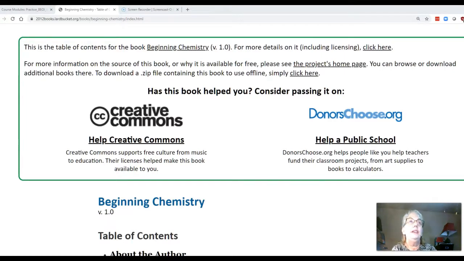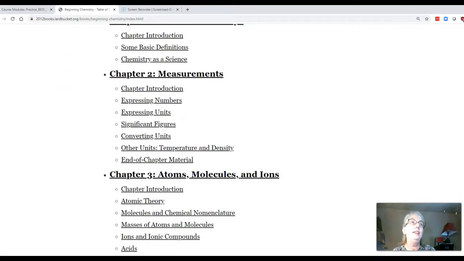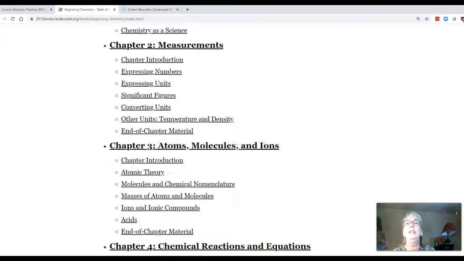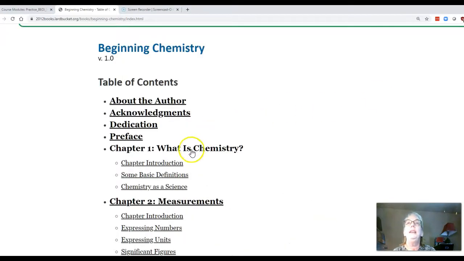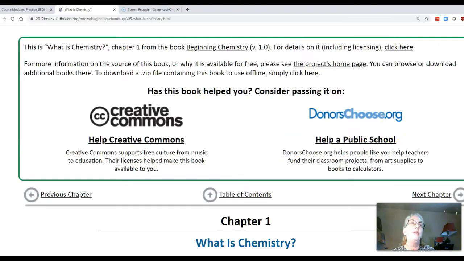This is our textbook, and this is the main page, and it's going to have all of the chapters in there. So when I say chapter 1, you're going to go up to chapter 1 at the beginning, and then click on it, and then you're going to read each section. And at the end of each chapter is where I put the homework.